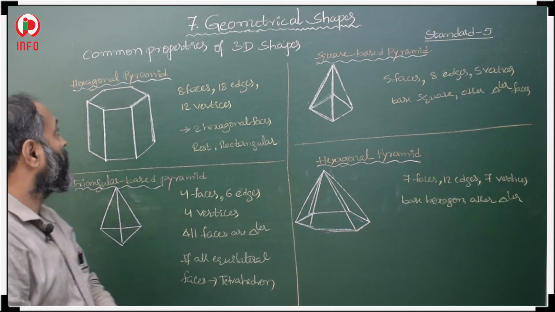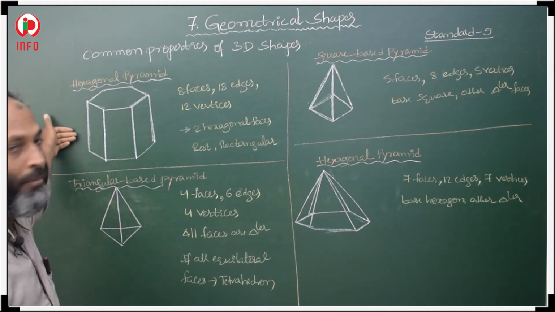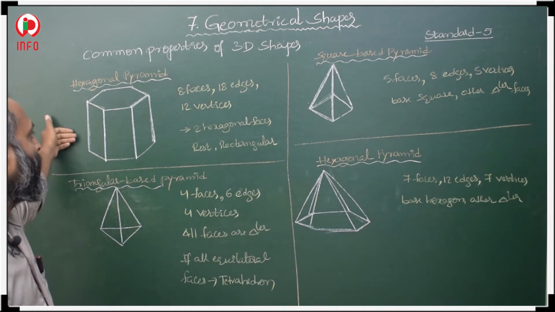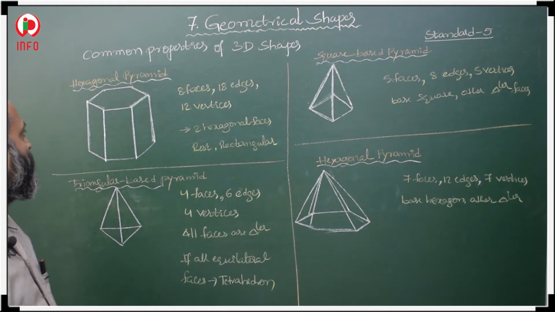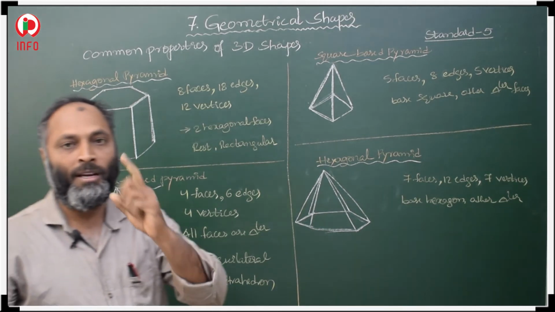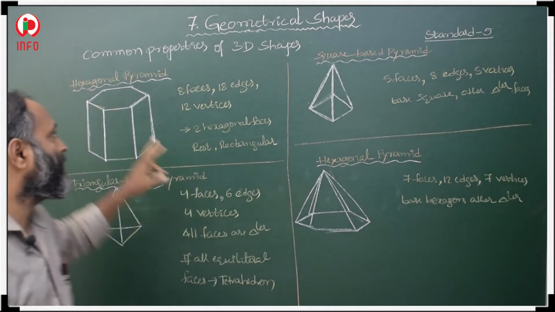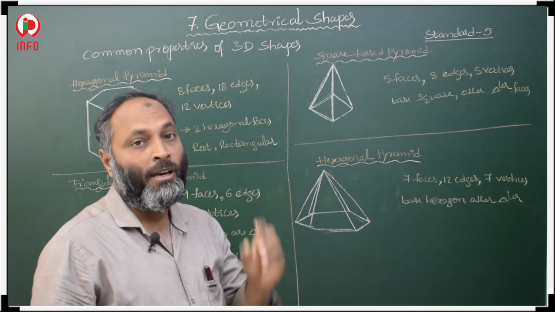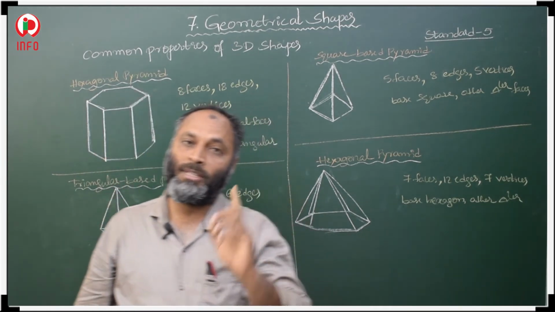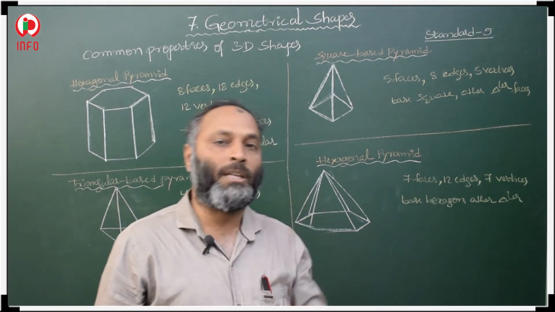Now next, in this common property of 3D, next one, hexagonal pyramid. Hexagonal. Hexa means 6. Penta means 5. Hexa means 6. Hepta means 7. Octa means 8. Nona means 9. Deca means 10.